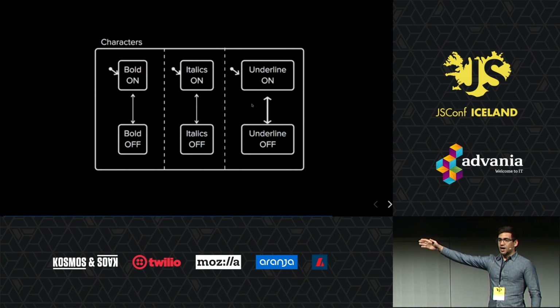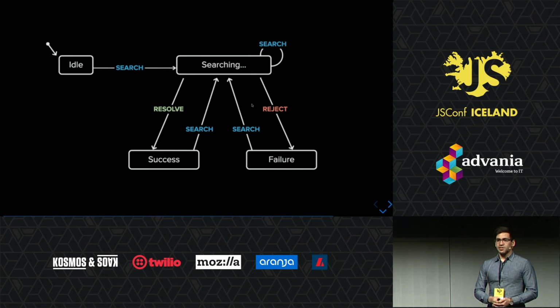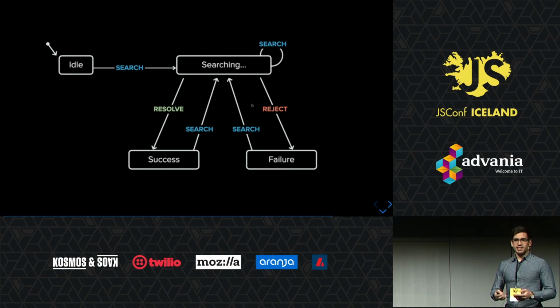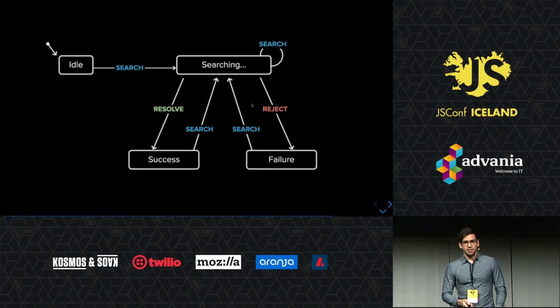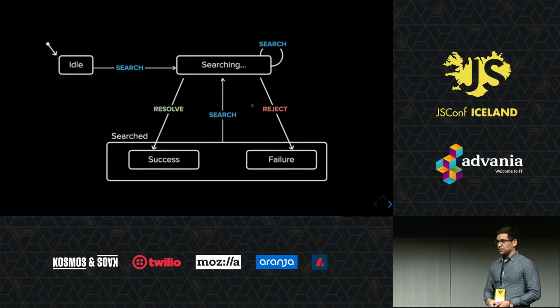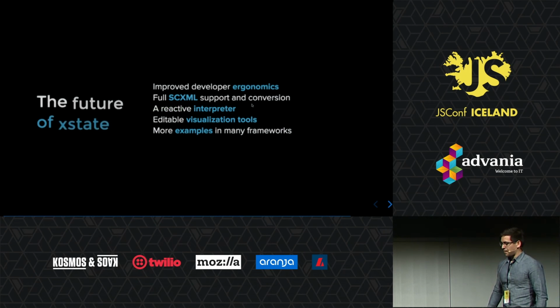that we could go from bold on to off, italics on to off, and same with underline, and we could represent all of those at the same time. And also, hierarchy helps to reduce the number of arrows that you have in your finite state machine. So for example, both the success and failure states, we could search again and go back to the searching state. We could simplify this by just nesting them in a single state, the search state. And so this is fully supported by XState. And yeah, so you could imagine how this would simplify just really complex state machines.